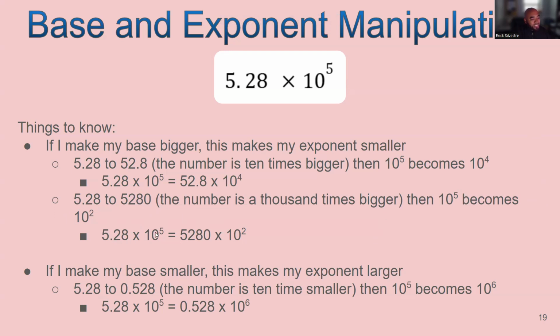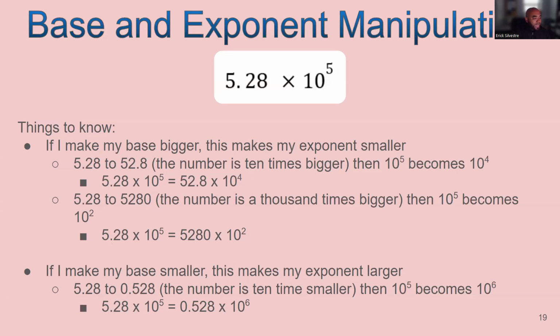So 5.28 times 10 to the 5th is the same exact thing as saying 5,280 times 10 to the 2nd power. Again, you are not changing the number, you're just making adjustments so you could have the same number. You're making adjustments so you can manipulate the exponents.